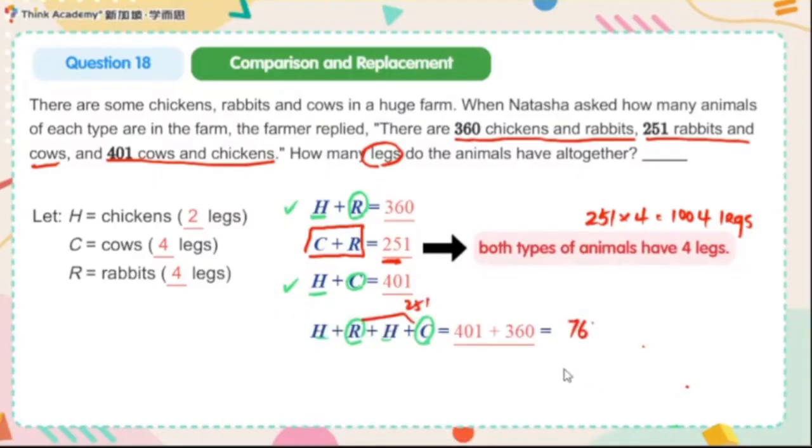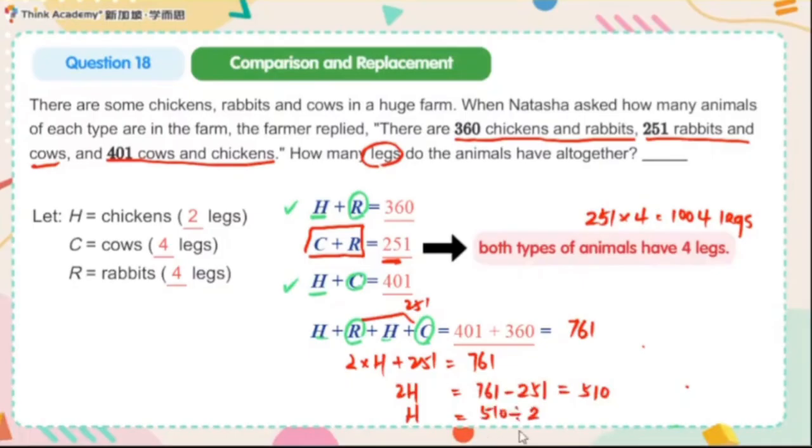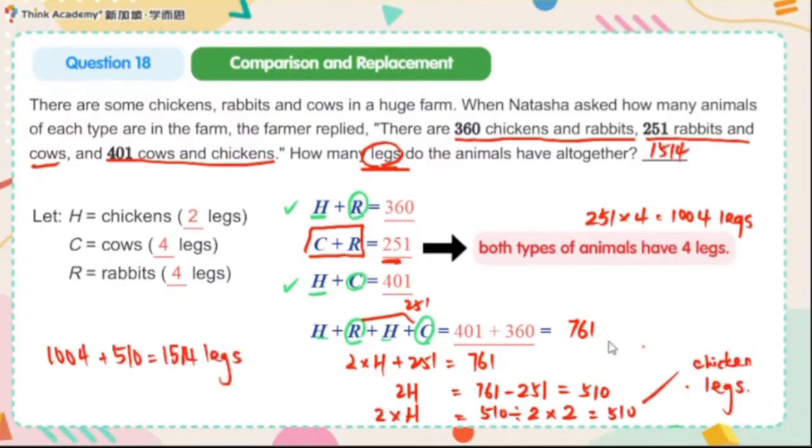So 2 copies of chickens, 1 copy of rabbit, 1 copy of cow adds up to that many legs. 251 is 761. So then 2 units of chickens will be 761 minus 2 divided by. But remember, are we really interested in the number of chickens? We are interested in the number of legs. And how many legs does each chicken have? To find the number of chicken legs, I have 510 divided by 2 number of chickens. To find the legs, I still need to times 2. And finally, to find the total number of legs, you can just take 19.